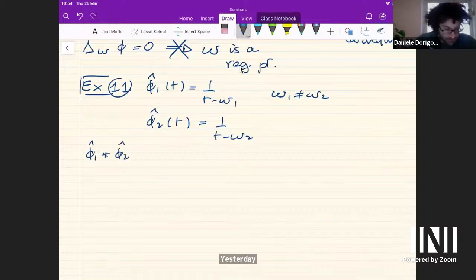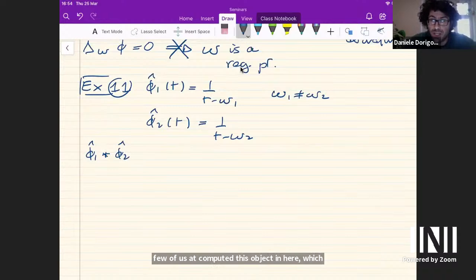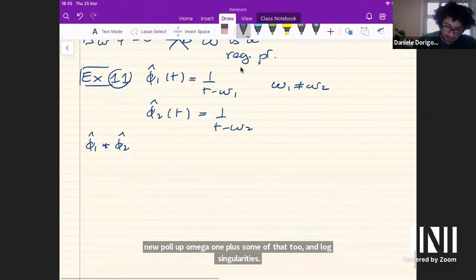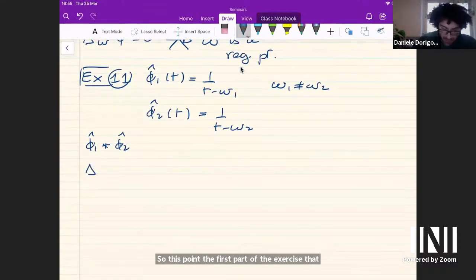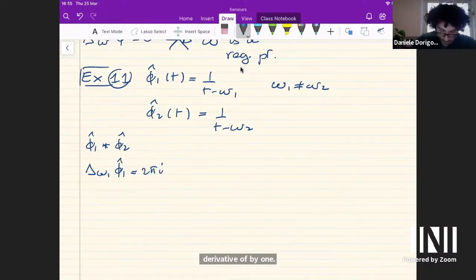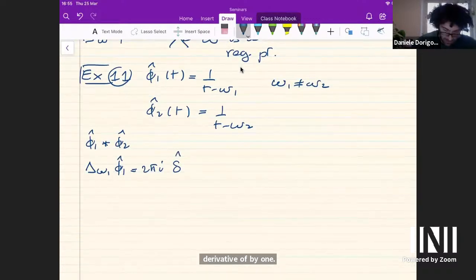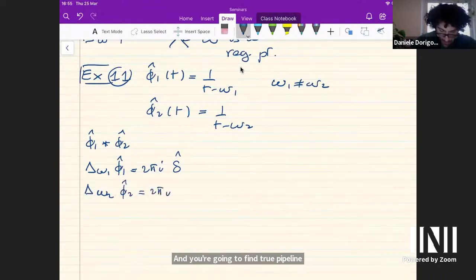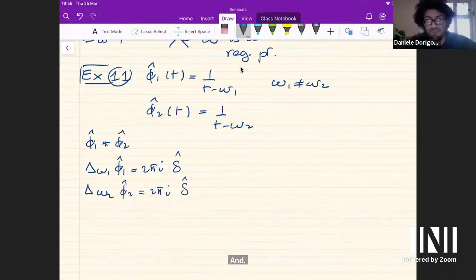Yesterday, few of us computed this object in here, which had a pole at ω1 plus ω2 and log singularities. So at this point, the first part of the exercise should be fairly simple from the definition I gave you above. Compute the alien derivative of phi1, and you're going to find 2πi delta. And then compute the alien derivative of phi 2, and you're going to find 2πi delta.